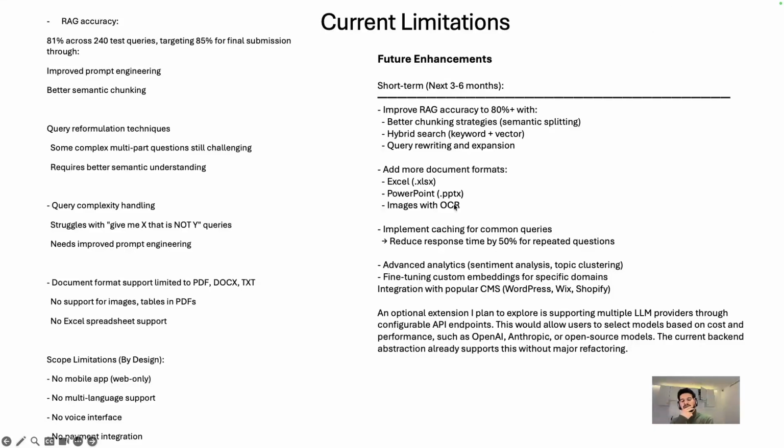An optional extension I plan to explore is having multiple models. So basically, the user can choose between them for the plus and paid version. So they can choose between different models and deploy them. For example, I have two LLMs from OpenAI, Claude, Gemini, but only if I have time.